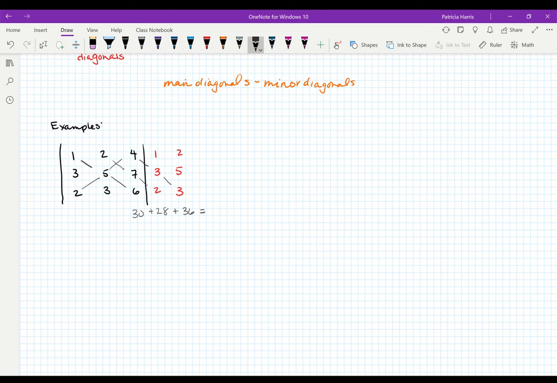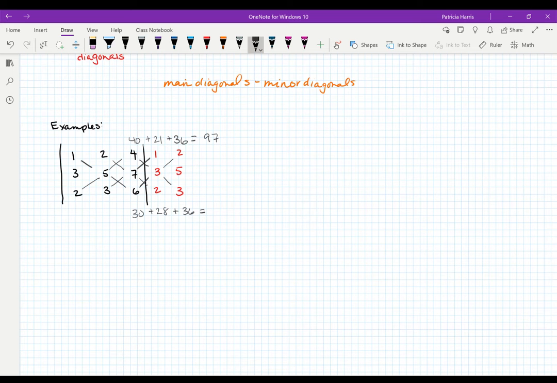Then we're going to do the minor diagonal, 2 times 5, which is 10 times 4, which is 40. 3 times 7 times 1, which is 21. 3 times 6, 18 times 2 is 36. Okay, so 40 plus 21 is 61. 61 plus 36 is 97. 30 and 28 is 58. 58 and 36. Oh dear.